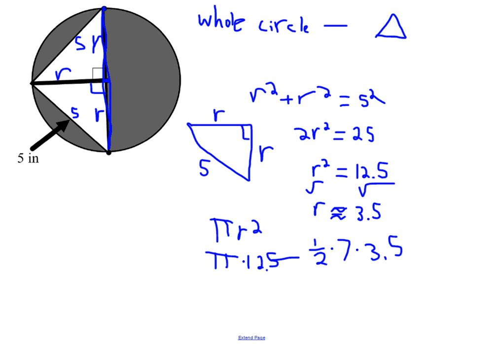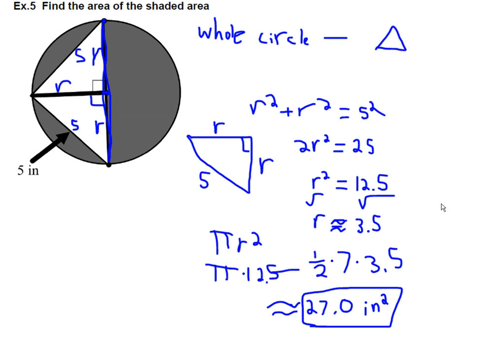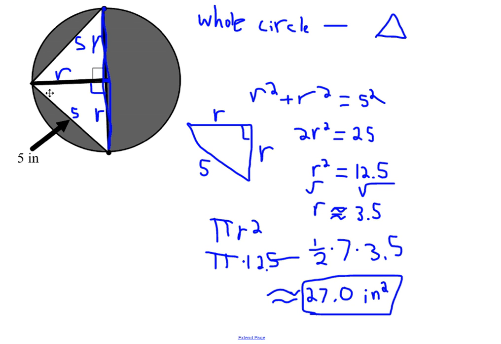And it comes out to 27.01, so approximately 27.0, and we are talking inches, and since this is an area, inches squared. So kind of a not so straightforward problem, one where we had to think a little bit more. And actually this problem did not even involve area of a sector. It really just involved area of a circle.